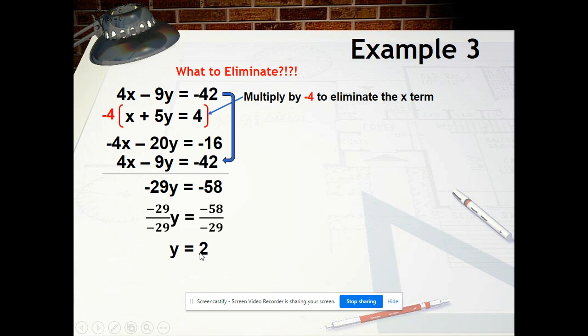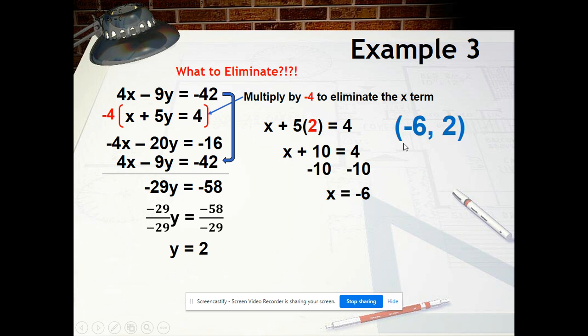Now that we have one variable, we can solve for another variable by going back to the original equation. We can choose the top one or the bottom one, whichever it is, it does not matter because your answer will be the same. In this example, I chose the bottom one, which is x plus 5y equals 4, and I plug in 2 for my y. So we have x plus 10 equals 4, minus 10 on both sides. Your x is negative 6, which gives us (negative 6, 2) as your solution. This means if you graph these two original lines, they will cross at (negative 6, 2).